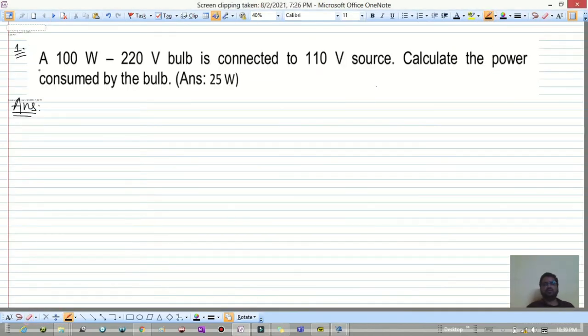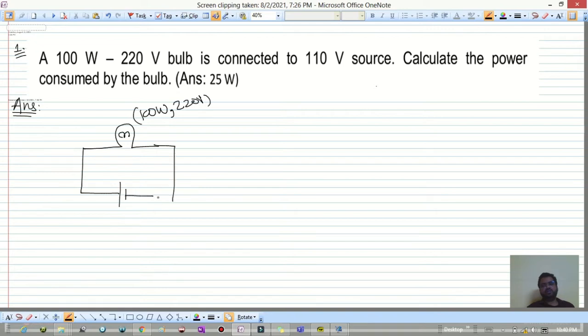This is the first problem we have: a 100 watt 220 volt bulb is connected to a 110 volt source. Calculate the power consumed by the bulb. So we have, this is the bulb, and the rating given is 100 watt, 220 volt, which is connected across the 110 volt source.